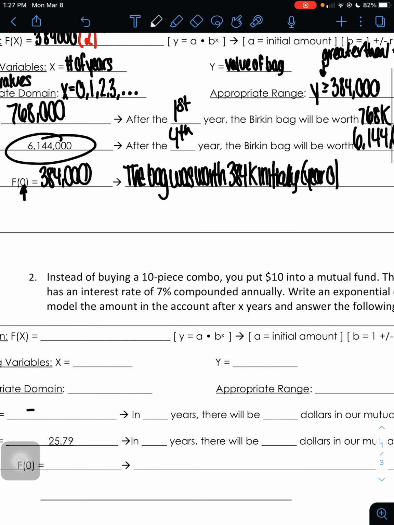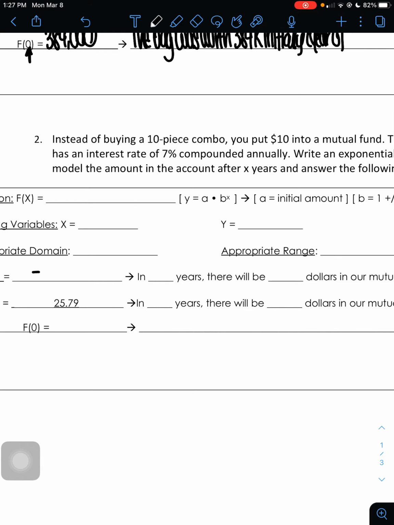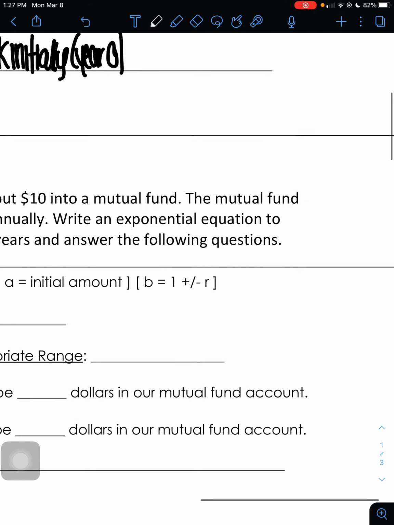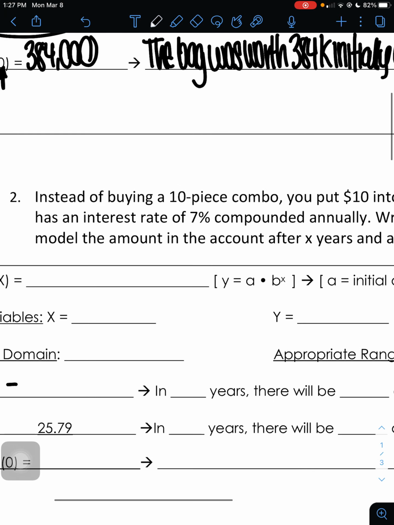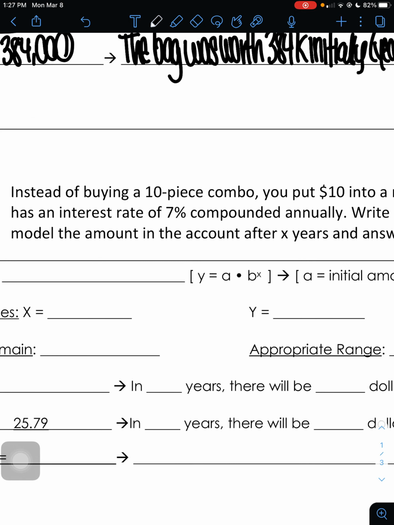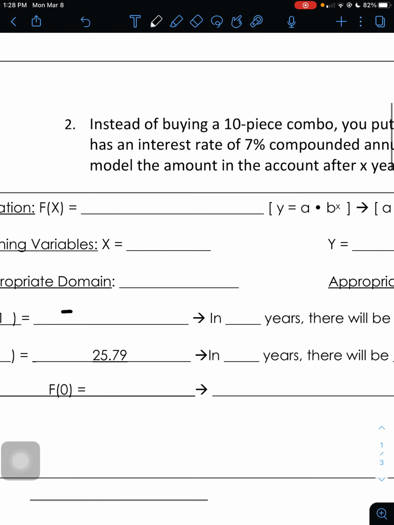I'm going to go ahead and take a look at this next question. The next question says that instead of buying a 10-piece combo, we put $10 into a mutual fund. The mutual fund has an interest rate of 7% compounded annually. Write an exponential equation to model the amount in the account after x years, and then they want us to just answer the rest of the questions as normal.